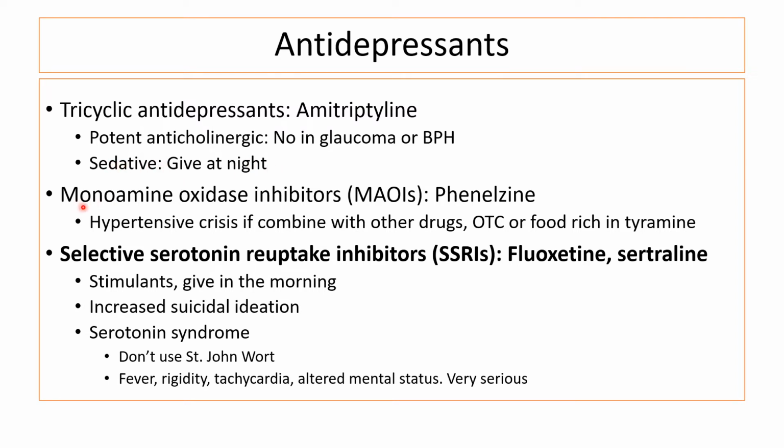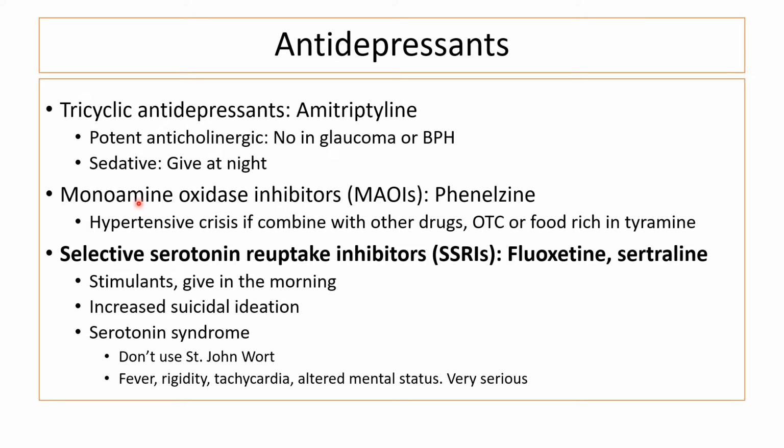The monoamine oxidase inhibitors include phenelzine, tranylcypromine, isocarboxazid, and selegiline, but let's leave phenelzine as the prototype. Those medications have as a side effect the potential of producing a very severe and potentially lethal elevation of the blood pressure.